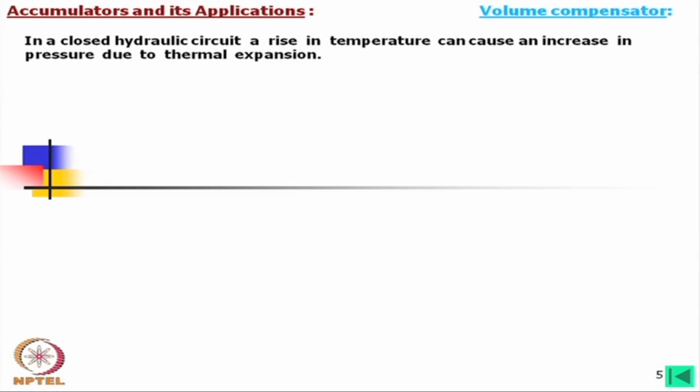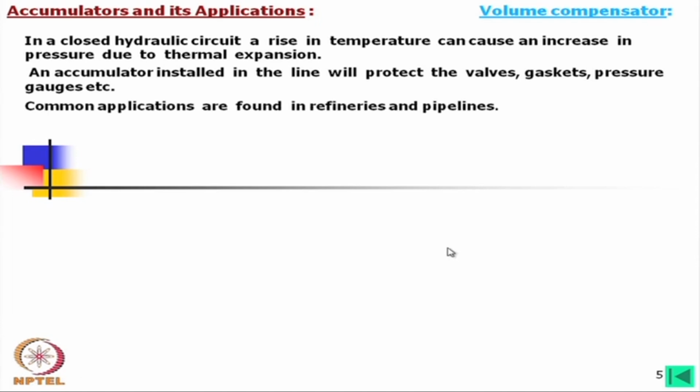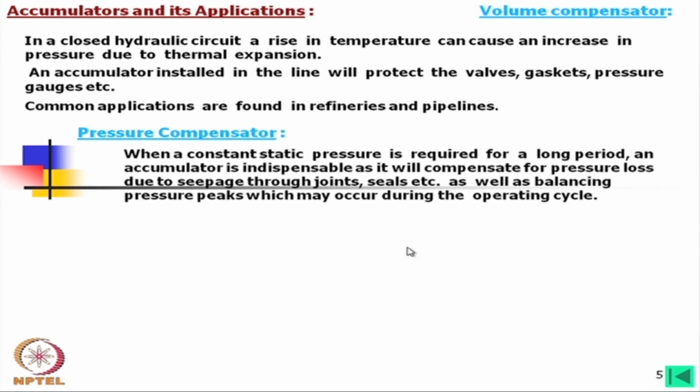Now, in a closed hydrostatic circuit, a rise in temperature can cause an increase in pressure due to thermal expansion. Okay. In that case, how can this accumulator help? The title here is written as volume compensator, but an accumulator installed in the line will protect the valves, gaskets and pressure gauges etc. How? Common applications are found in refineries and pipelines, where the temperature variations are there.